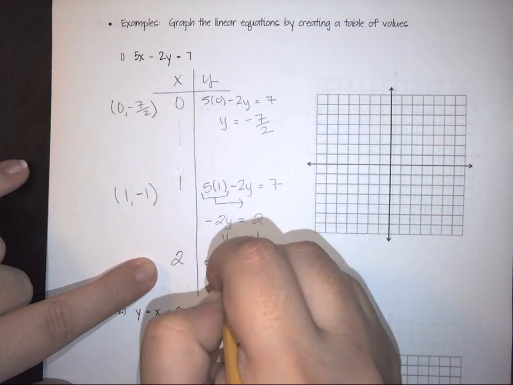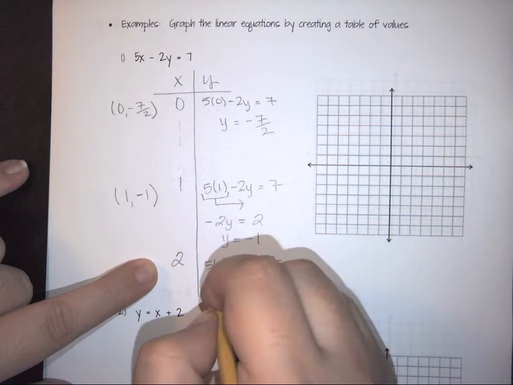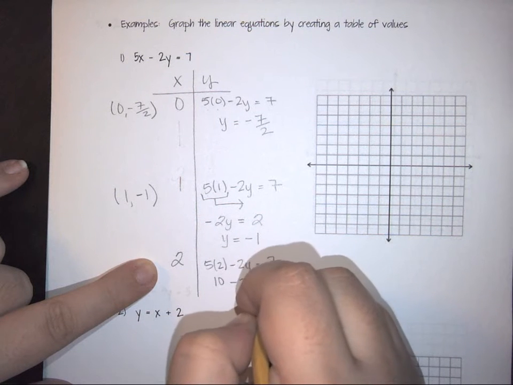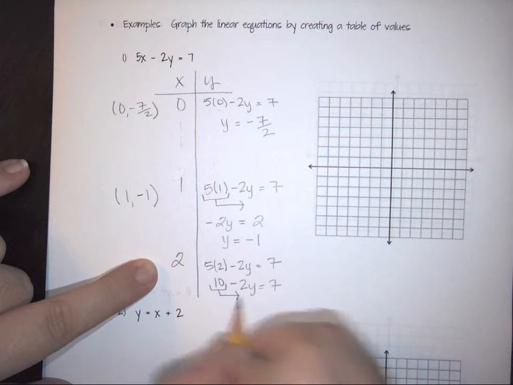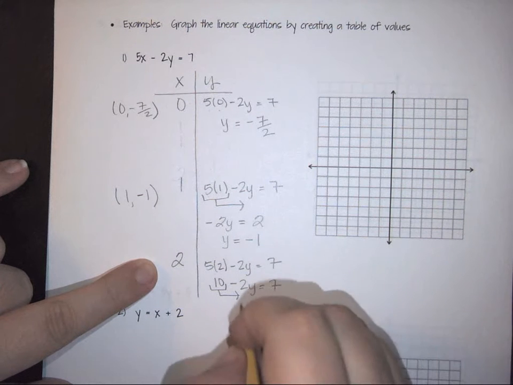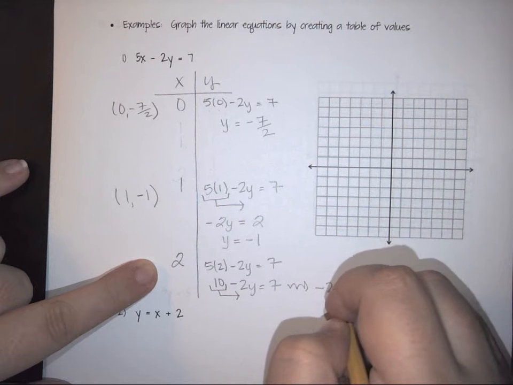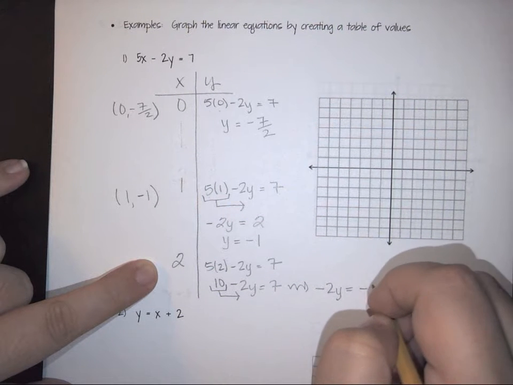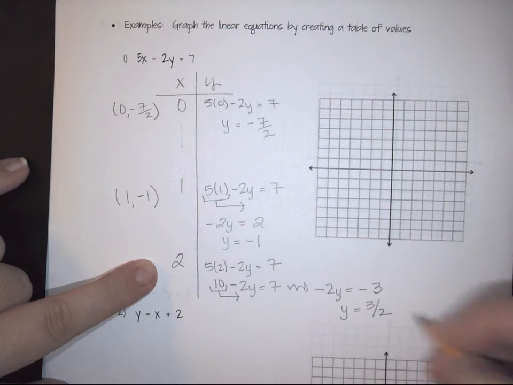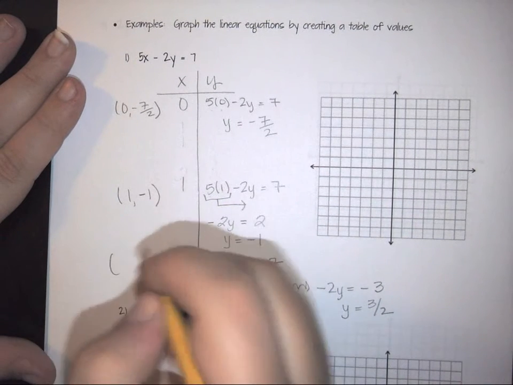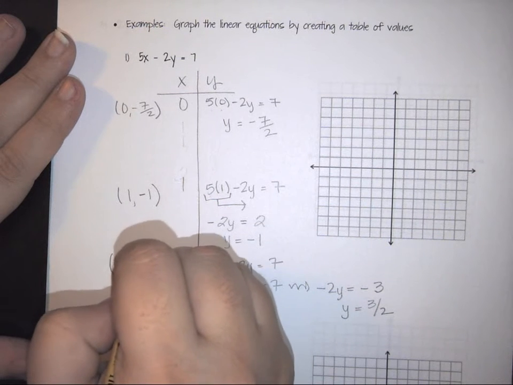Last, I have the value 2, so again I need to plug it in. So 5 times 2 minus 2y equals 7. 5 times 2 is 10, minus 2y equals 7. I'm going to go ahead and move it over. So 7 minus 10 gives us negative 2y equals negative 3, thus y equals 3/2. So giving us the third coordinate point of (2, 3/2).